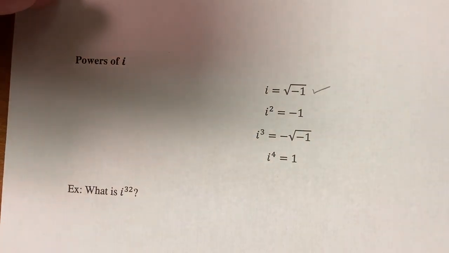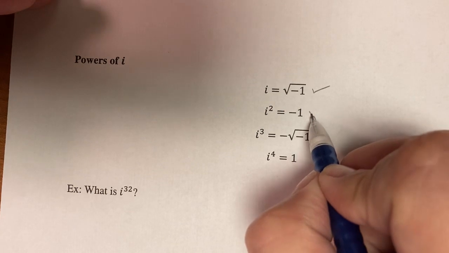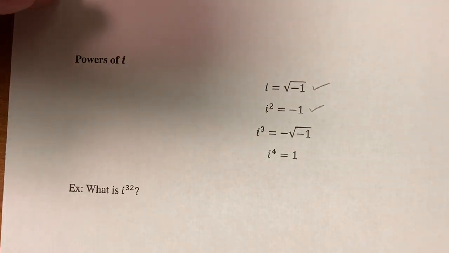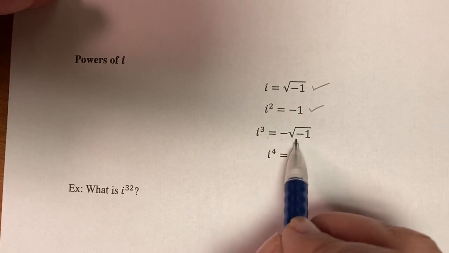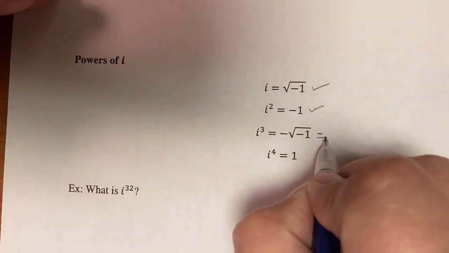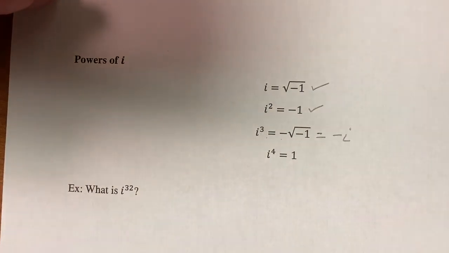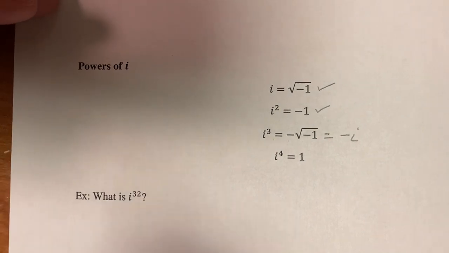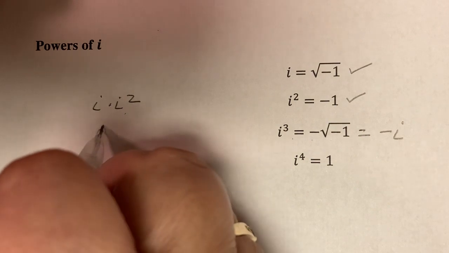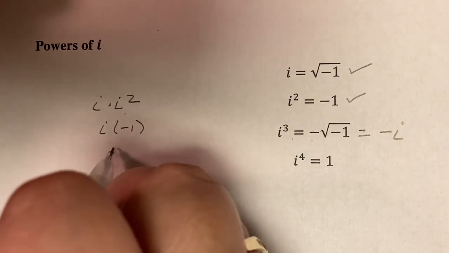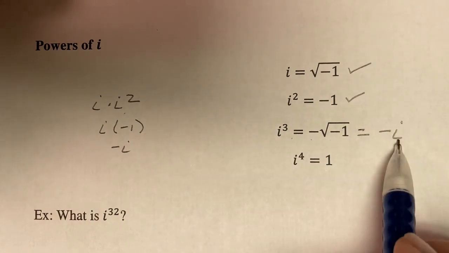Okay, let's talk about our powers of i. Now, this is the definition. We've already seen that. We already know that i squared is negative 1. Now look, i cubed is negative square root of negative 1, which is negative i. Because if you look, i cubed, isn't that really i times i squared? And since we know i squared is negative 1, that's i times negative 1, which is negative i. So i cubed is negative i.